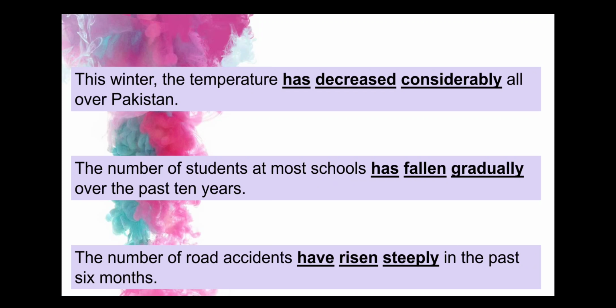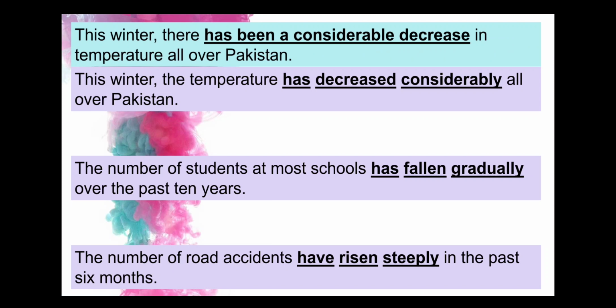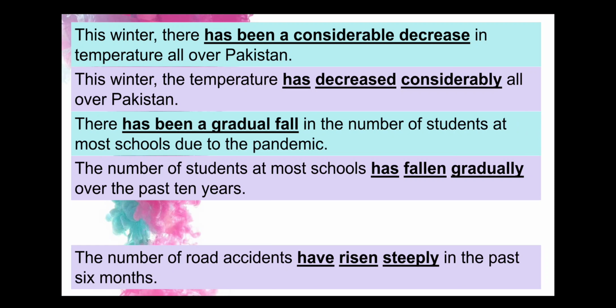This winter, the temperature has decreased considerably all over Pakistan. Now we have the structure has decreased, present perfect tense with an adverb, and we will change this to present perfect with the adjective and noun. This winter, there has been a considerable decrease in temperature all over Pakistan. The number of students at most schools has fallen gradually over the past 10 years. There has been a gradual fall in the number of students at most schools due to the pandemic. Yes, not over the past 10 years, but the decrease has been due to the pandemic.